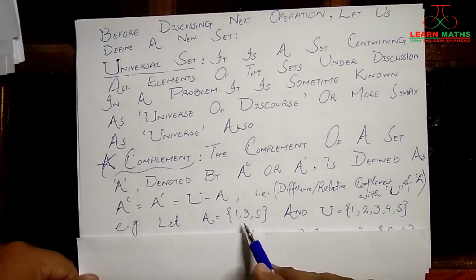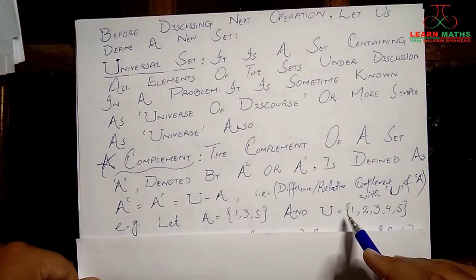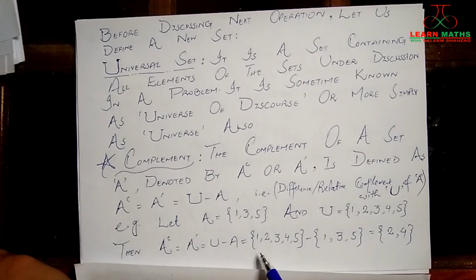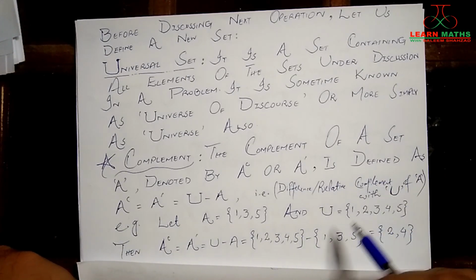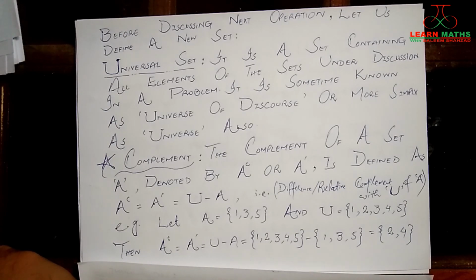So here we have an example. We have a set A and set U. Then you are going to take their difference. You already know how to do that. Let's not waste our time here.